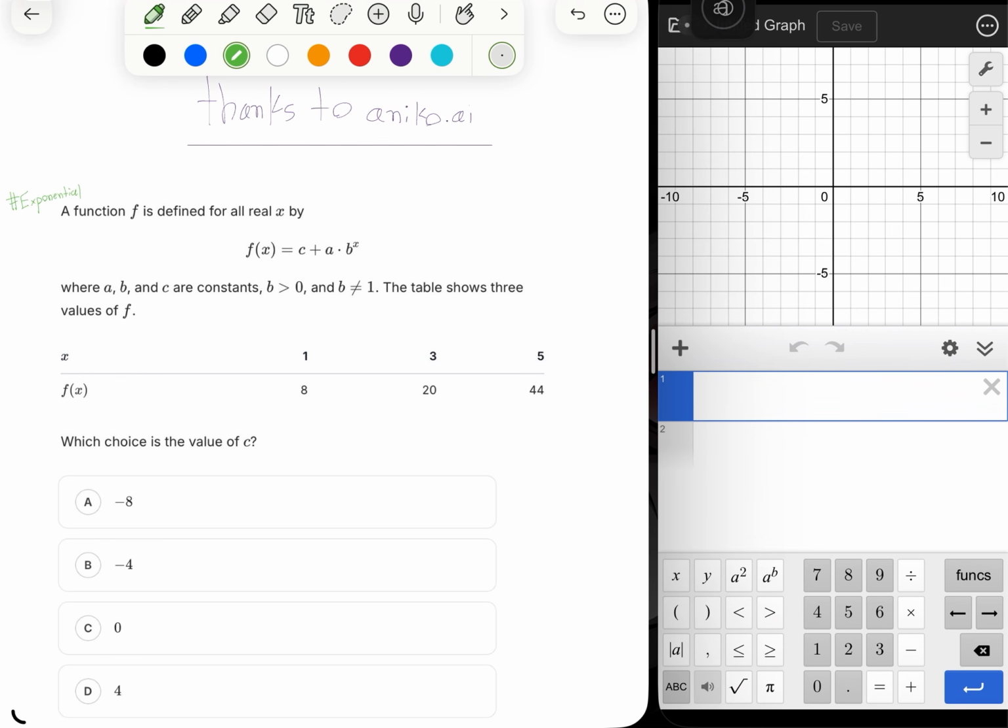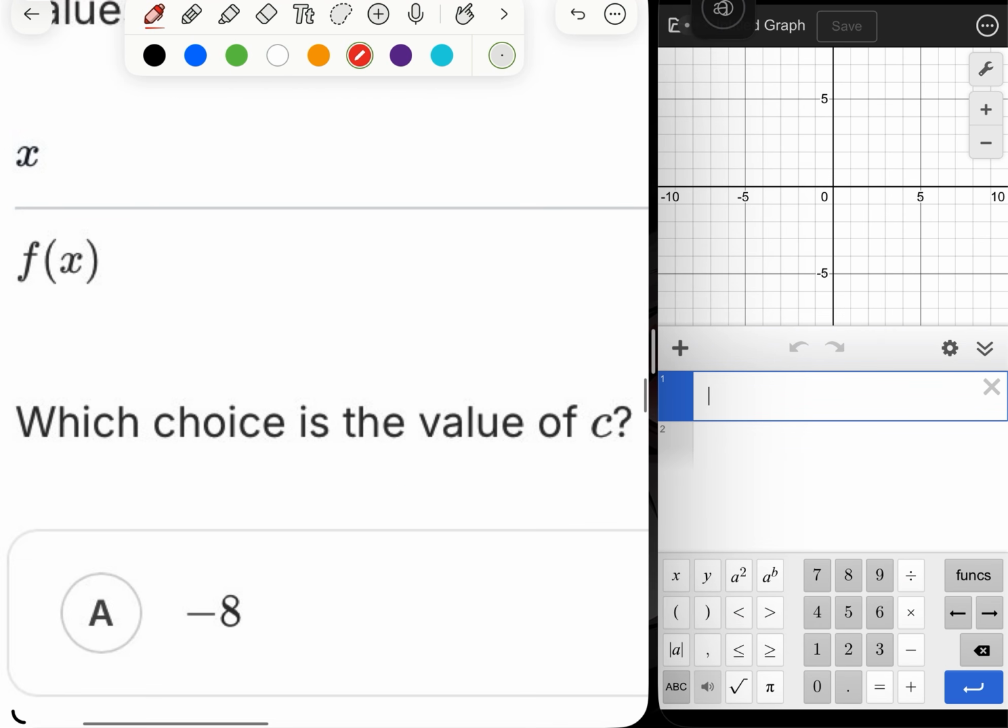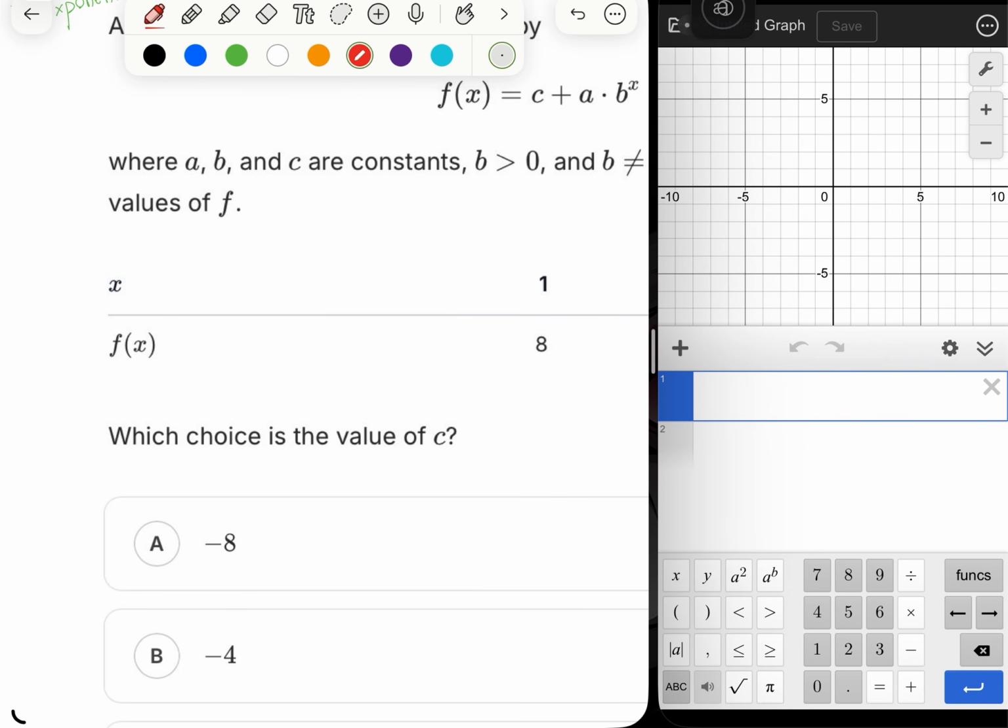So how do we even start? There's a lot of constants in this problem, right? Well, for these questions that have a lot of constants, I think the best way to start is just to look at where you're trying to get to. So you're trying to find the value of c. So that means at some point, you want everything to be in terms of c, because you're trying to solve for that variable.